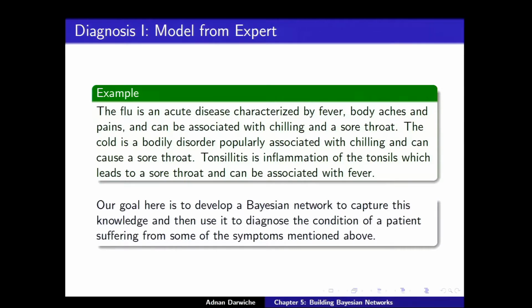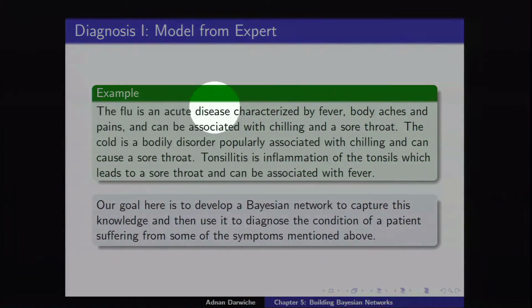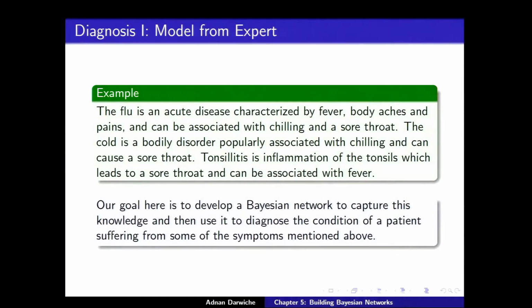So what we have here is a classical problem. The flu is an acute disease characterized by fever, body aches, and pains, and can be associated with chilling and sore throat. The cold is a bodily disorder popularly associated with chilling and can cause a sore throat. Tonsillitis is inflammation of the tonsils, which leads to a sore throat and can be associated with fever. So you have to parse through this paragraph.